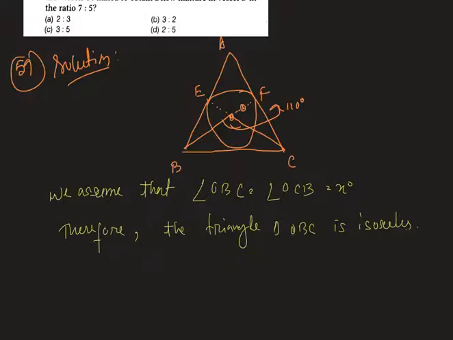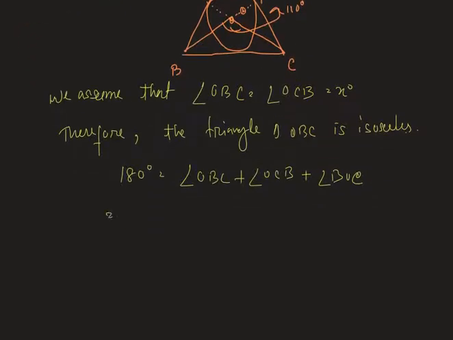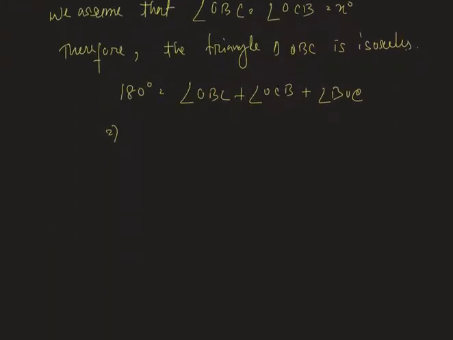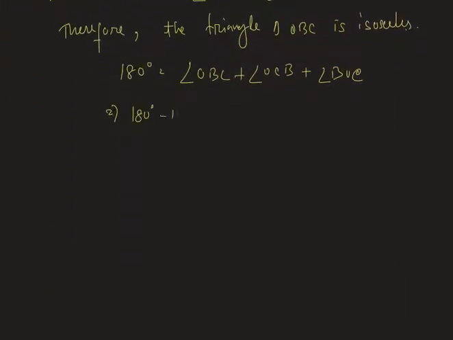Hence, we can write that 180 degrees is equal to angle OBC plus angle OCB plus angle BOC in the triangle OBC. We already know the value of angle BOC, which is 110 degrees by the question. Therefore, 180 degrees minus 110 degrees is equal to 2x degrees, which reduces to 70 by 2 is equal to x degrees, which is 35 degrees.